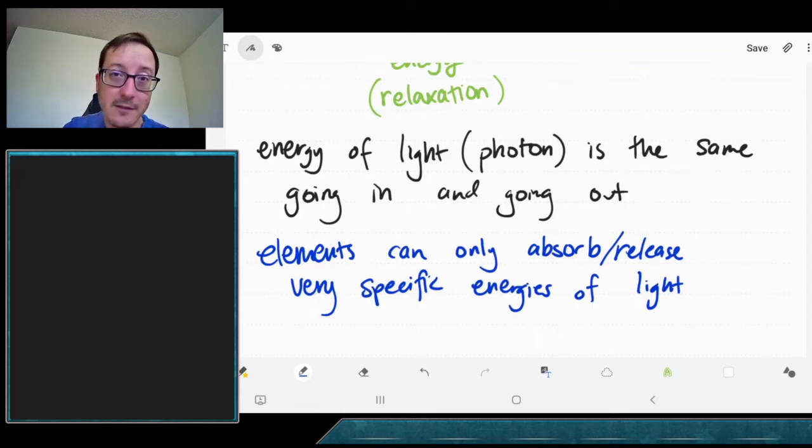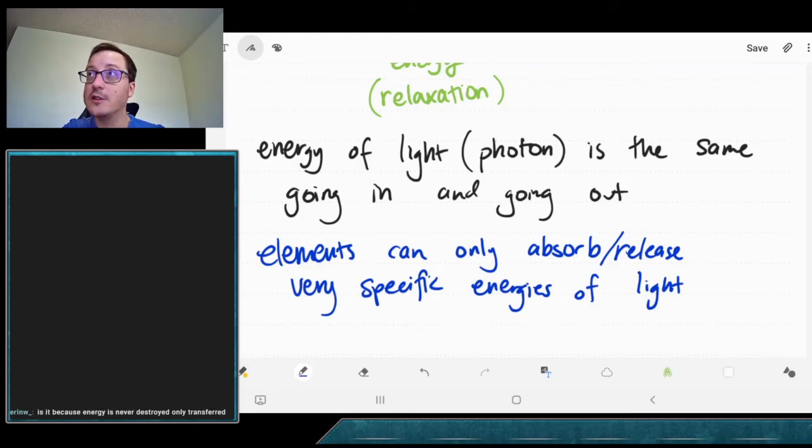And that's going to be very, very important for us, because, as you'll see if you ever take analytical chemistry, it sets the foundation for us to be able to identify elements very easily. By just shining a bunch of light at them and seeing what energies they absorb, we can identify it.